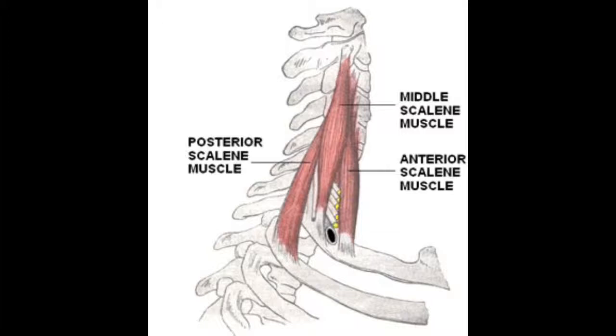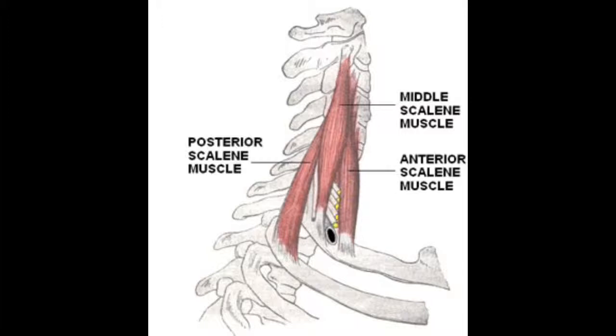The scalene posterior. Its origin is by the tendons from the tubercle of the transverse process cervical 4 through cervical 6. Its insertion is the outer surface of the second rib. And all of these scalenes do flexion and lateral flexion of the cervical spine.